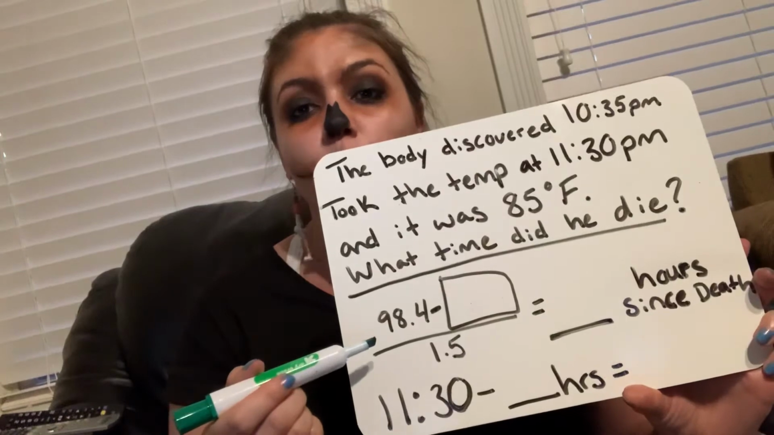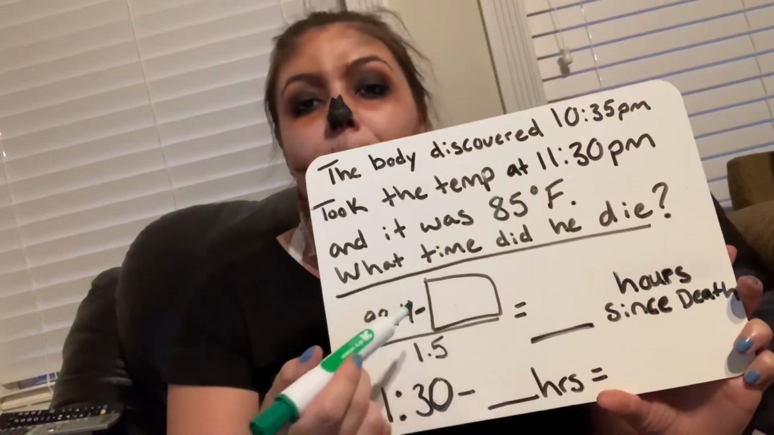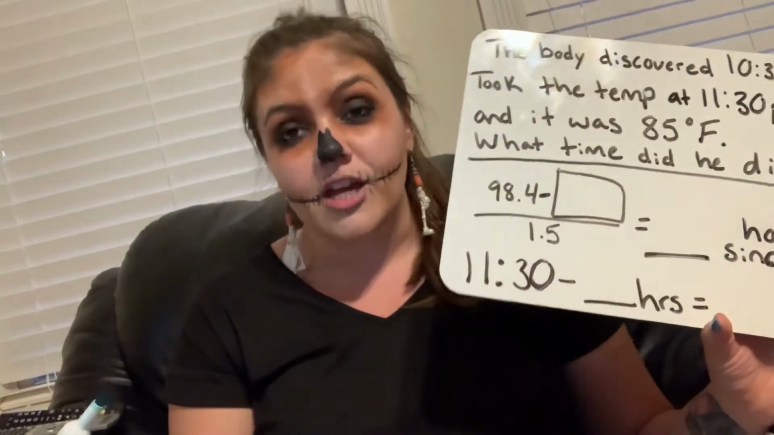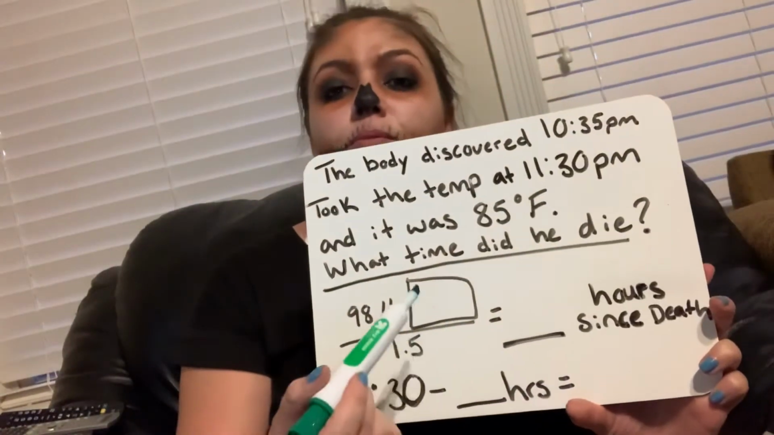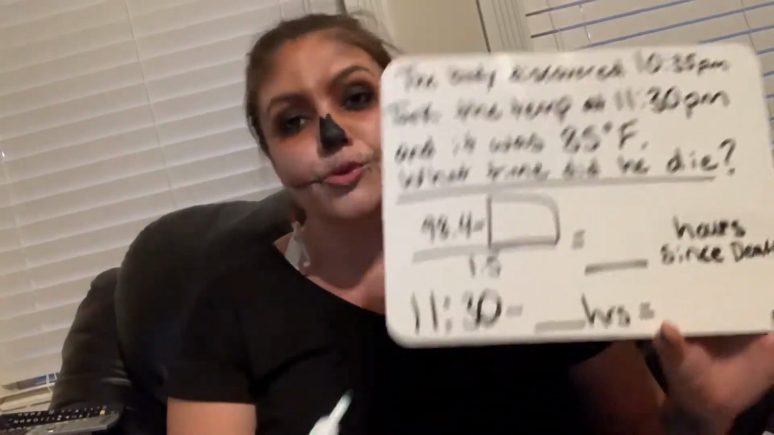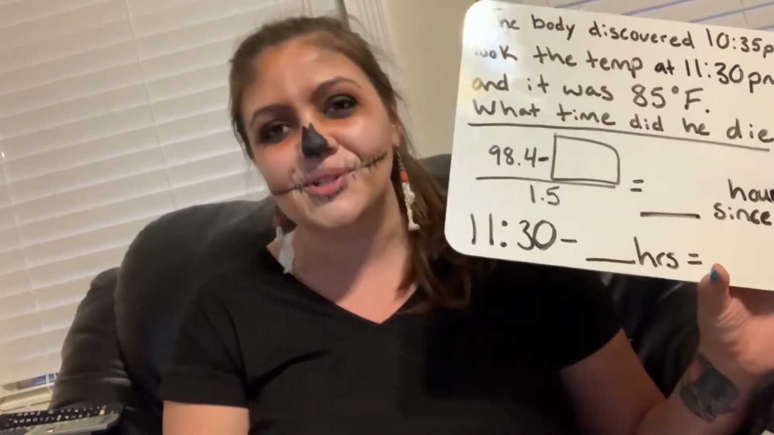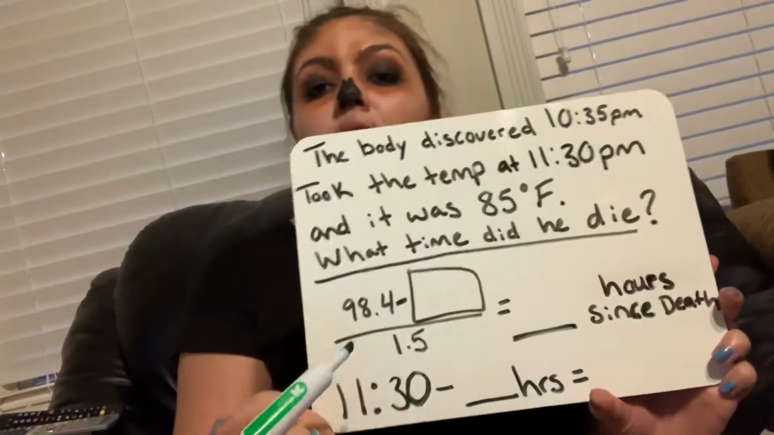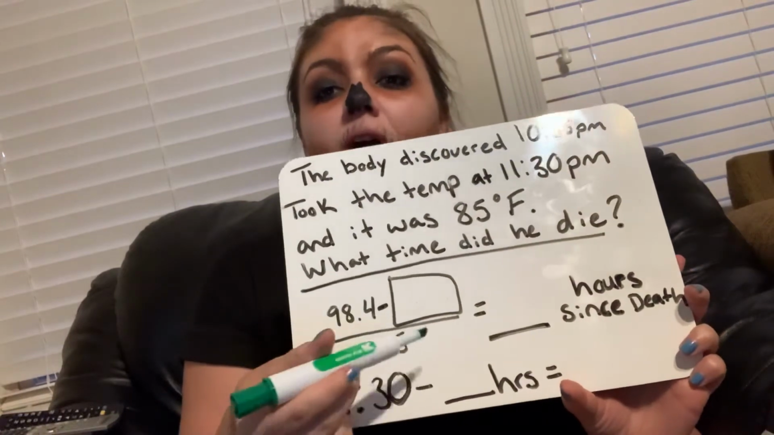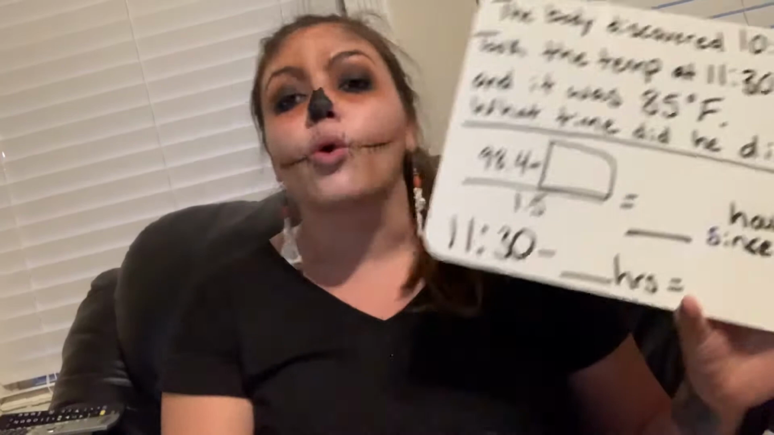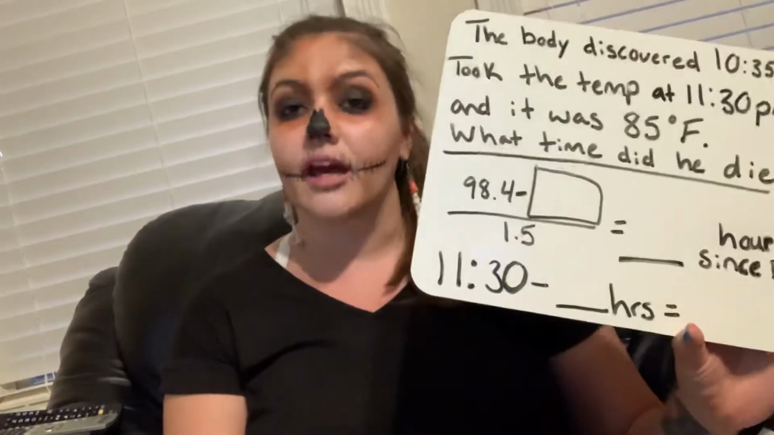It's 98.4 minus the temperature of the body, so whenever you got there and you take the temperature of the body, that's what goes there. So 98.4 minus the temperature that the body was, and they do take a rectal temperature, which is gross, but it's the most accurate temperature. It's what they do. And then you divide that number by 1.5. That will give you the hours approximately since death.